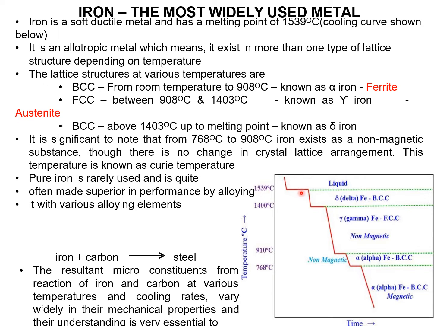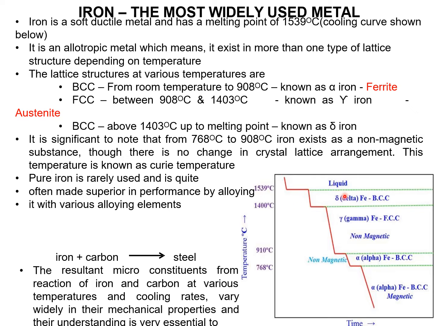So slowly we are cooling. At 1400 degrees centigrade, the iron will be available in delta form, that is called BCC structure, body centered cubic structure. Why it is changing: the same iron will be available in different structures at various temperatures. We can call this allotropy of the particular metal. Allotropy means one metal is available in various structures.